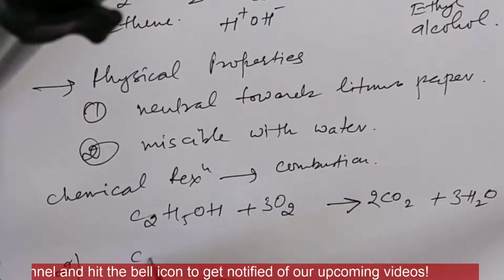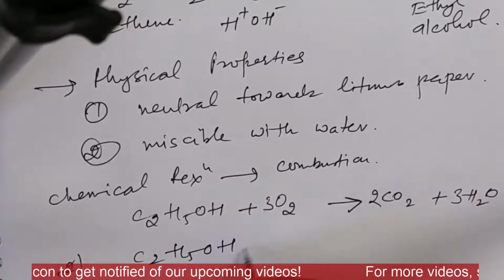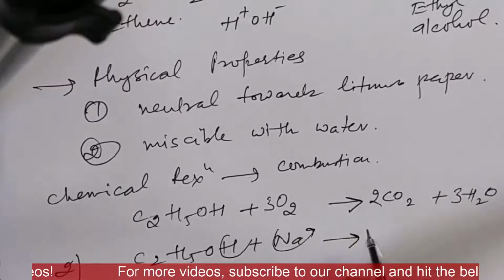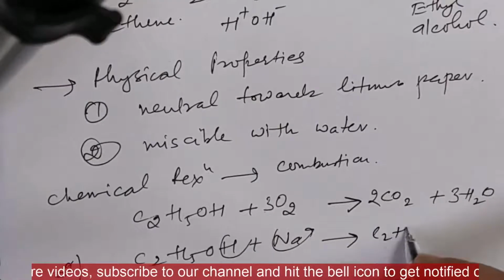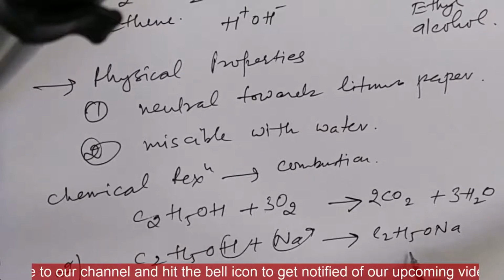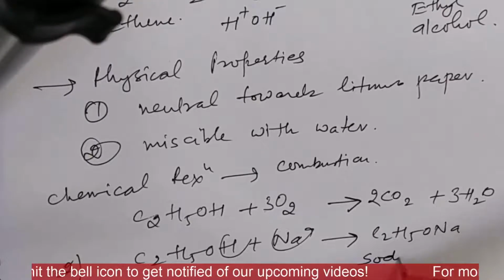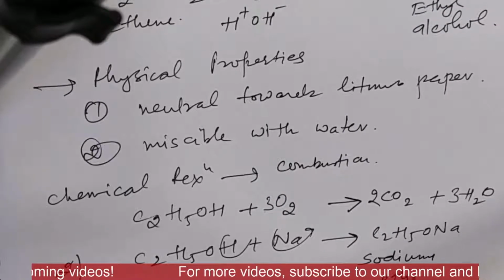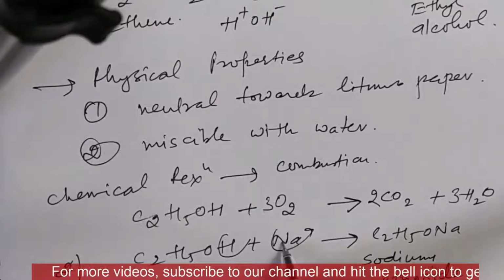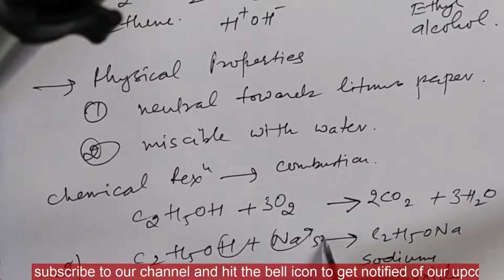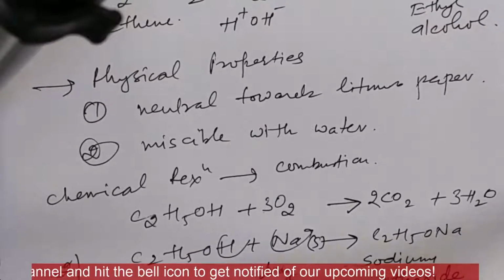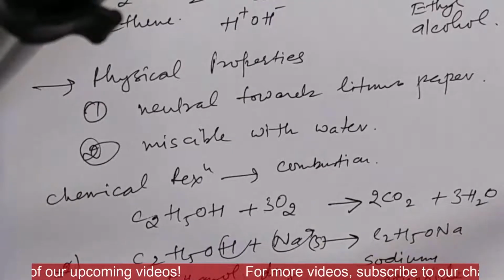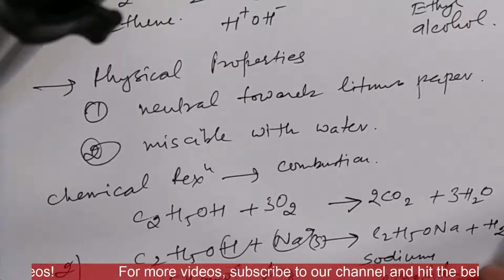When ethanol is made to react with sodium metal, a substitution reaction takes place, in which C2H5ONa, sodium ethoxide, is formed with the evolution of hydrogen gas. See here, a simple substitution reaction is going on. You have to take sodium in the dry state and react it with ethanol; it forms sodium ethoxide and hydrogen gas is liberated here.